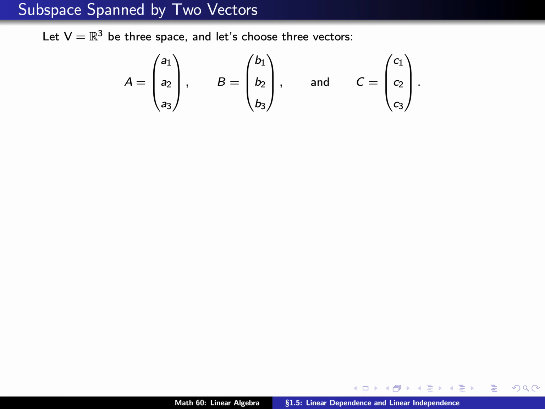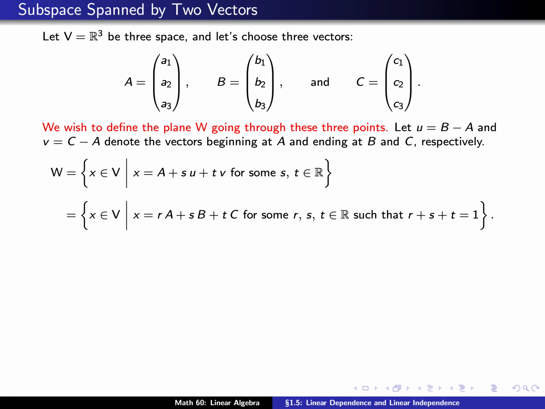Let V be R3, that is three-dimensional space, and we want to choose the following three vectors, capital A, capital B, and capital C. We wish to define a plane going through these 3 points. The intuition here is that we can start at a vector A, and then we can move in 2 directions, which we'll call U and V. One direction will be the vector that starts at A and ends at B. The other one will be the vector that starts at A and ends at C.